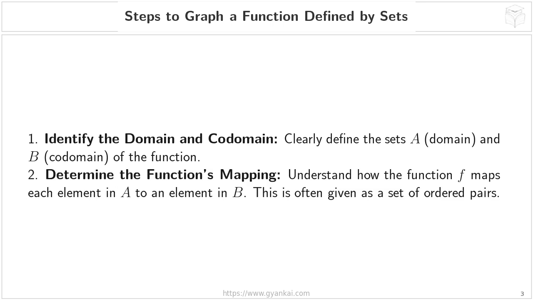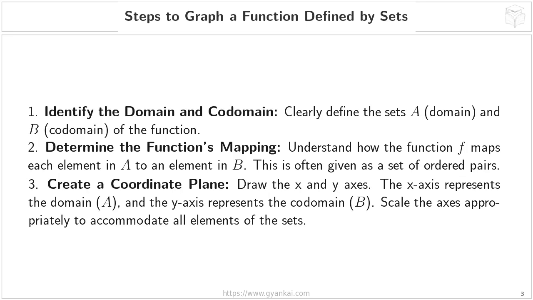Step 1, identify the domain and codomain. This is fundamental. Remember from our earlier discussion, the domain, we call it set A, is all the possible inputs to our function. The codomain, set B, contains all the possible outputs. So before you even think about drawing anything, you need to clearly write down what those two sets are. Knowing these sets is the foundation for setting up our graph correctly.